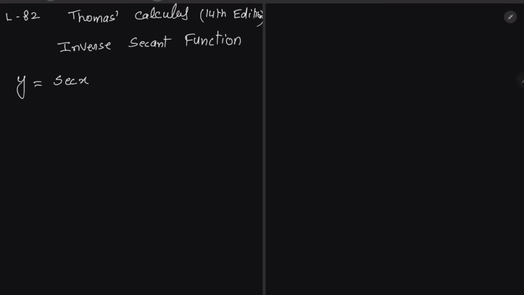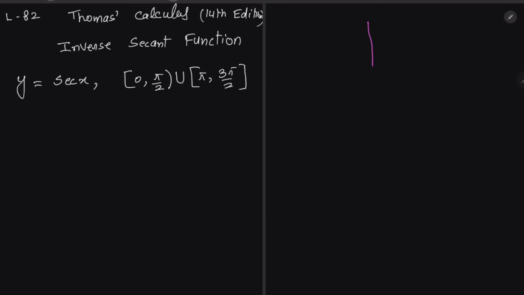In order to find the inverse function for secant x, we restrict the domain from 0 to pi by 2, and we cannot include pi by 2, then union pi and 3 pi by 2. We restricted the domain. This is not the actual domain of the function. Let me just plot it for you over here.